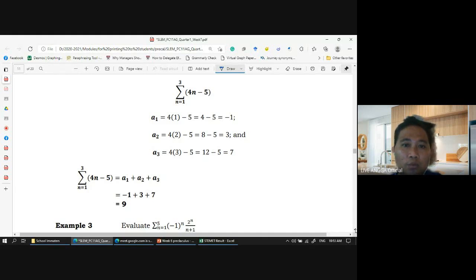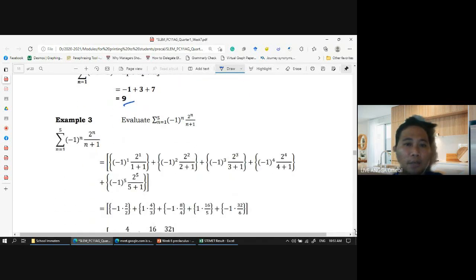And if n is 2, since it goes from 1 to 3, so our n is 1, 2, 3. So 1 here, 2 there, 3 there. So for 2, 4 times 2 is 8 minus 5 is 3, then 4 times 3 is 12 minus 5 is 7. So the sum is 9.